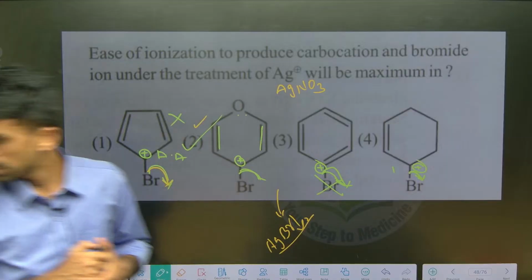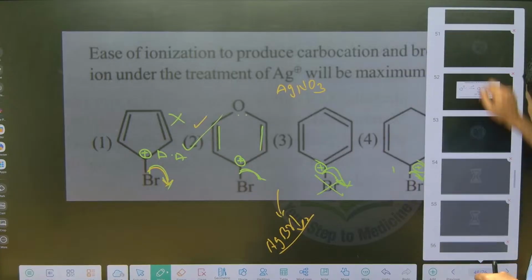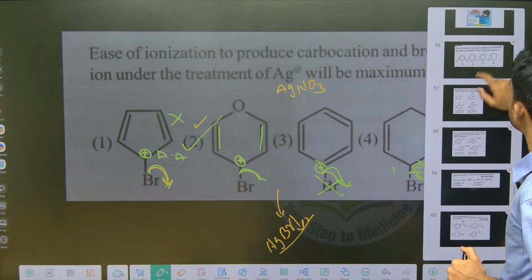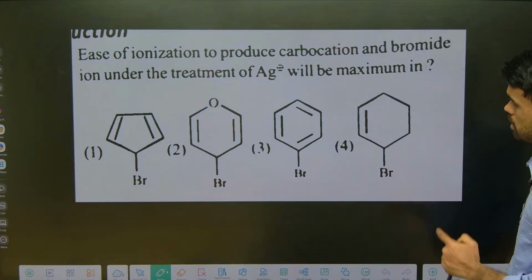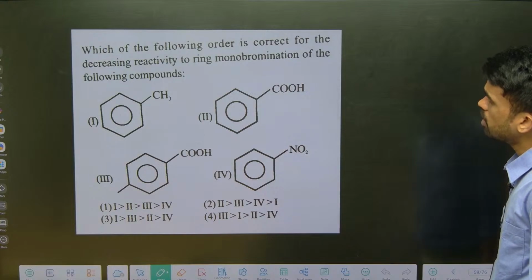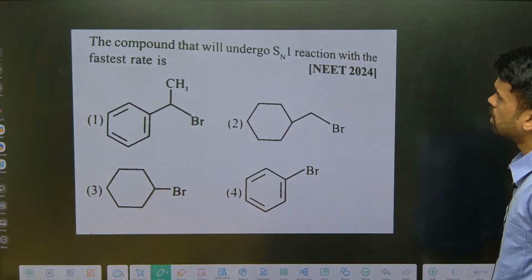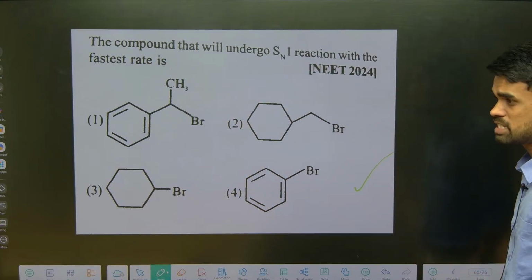Let me give you a few more questions, you can solve them, and the answers will be discussed in the next session. This is one question, this is the second question. Just look into them. This is an SN1 reaction. Today's discussion is what you need to use to solve this. This is a NEET question.